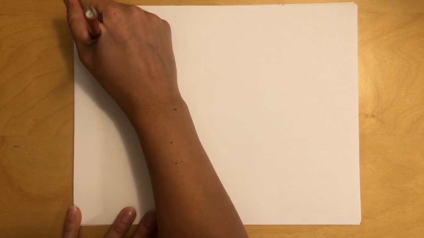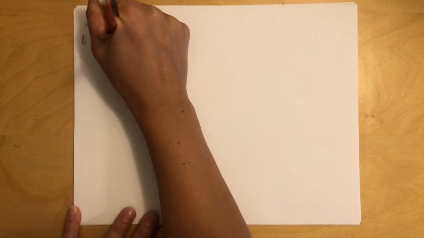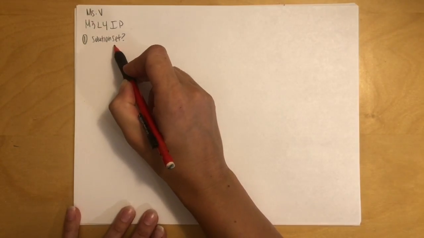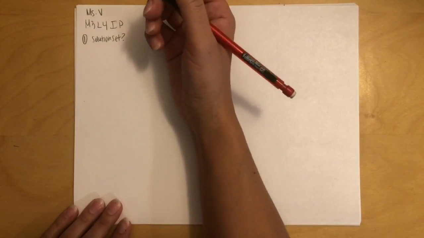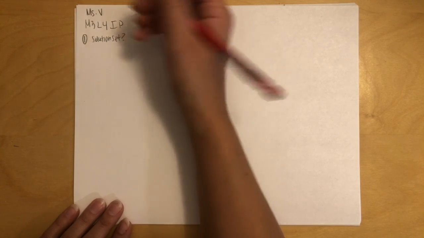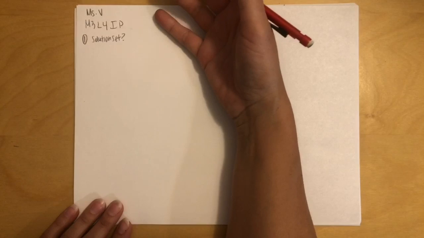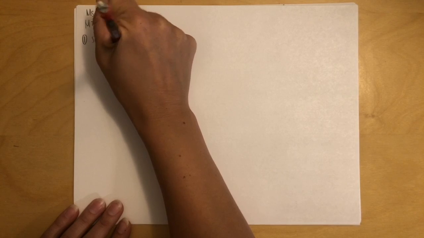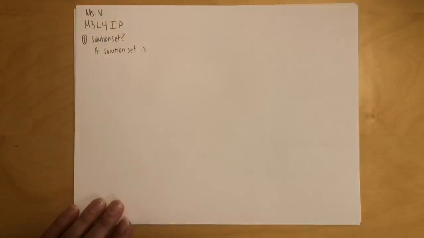Number 1 says, what is a solution set? You always need to write down at least part of the question so that we know what is being asked. So I'm just going to write solution set question mark, and then I will answer it in a complete sentence. So a solution set is, and basically it's just a list of all the numbers that could possibly be the answer.